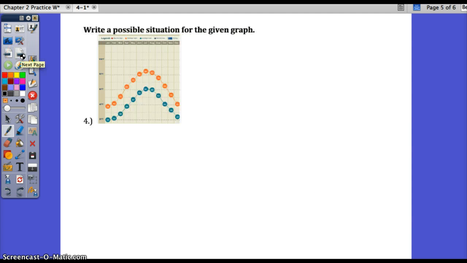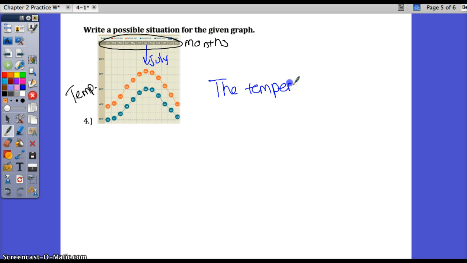Now let's do the opposite. If I have these here, and it's a little bit hard to see, these are the months. And this here is temperature. Let's write a scenario for it. If I look here, this is July. So I would maybe say the temperature continually rose until July.